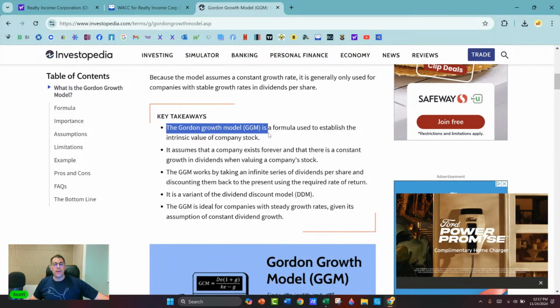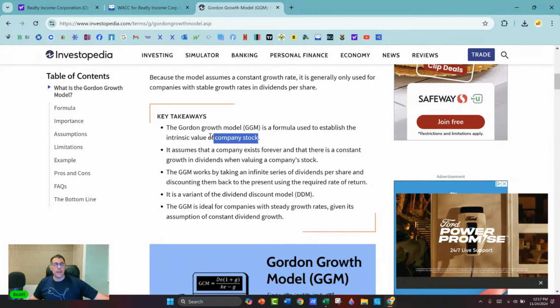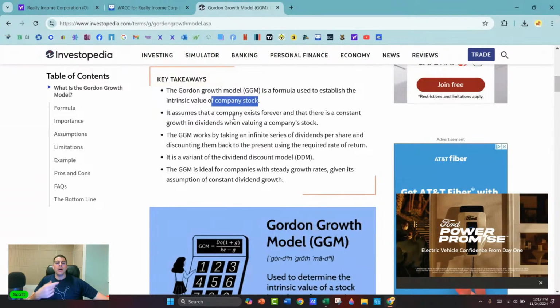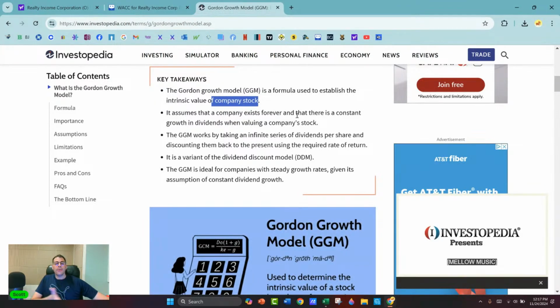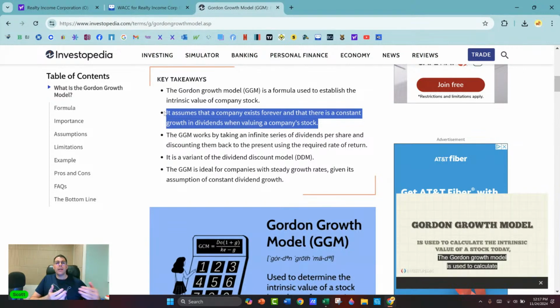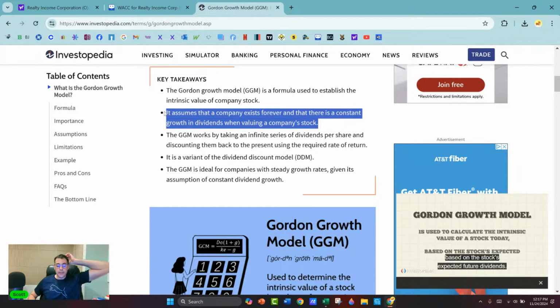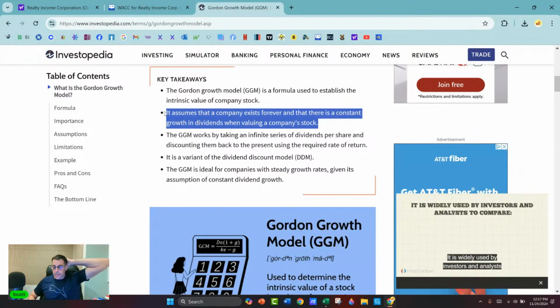So the Gordon Growth Model calculates the intrinsic value of a company's stock. It assumes that a company exists forever, and there is a constant growth in dividends. That's a setback, because generally there's no company that is around forever, and no company has growth in dividends forever. So you have to take that with a grain of salt.